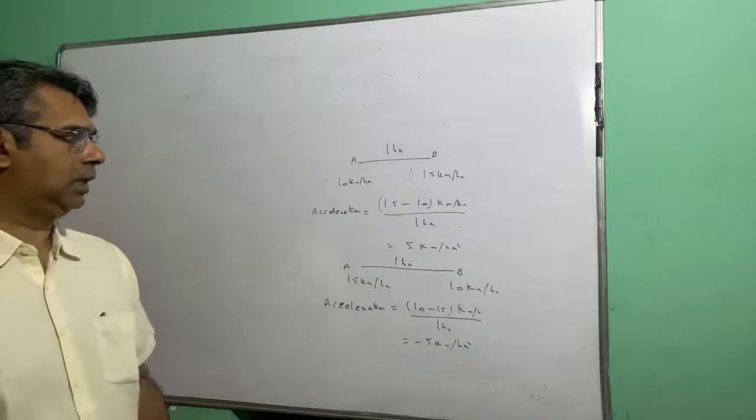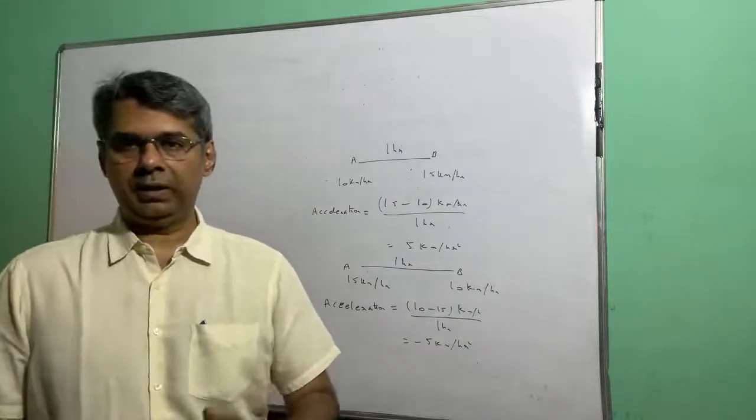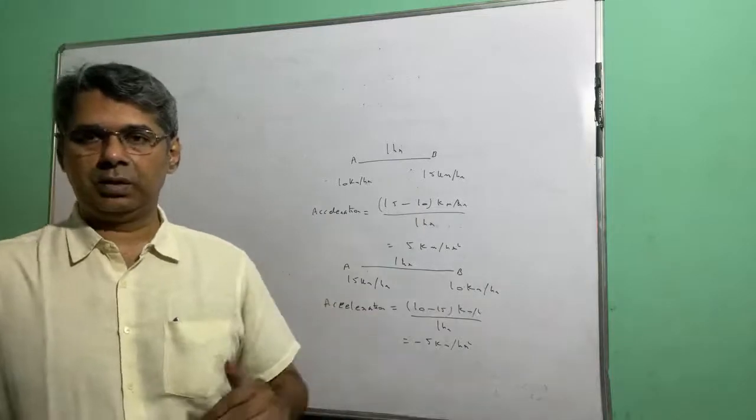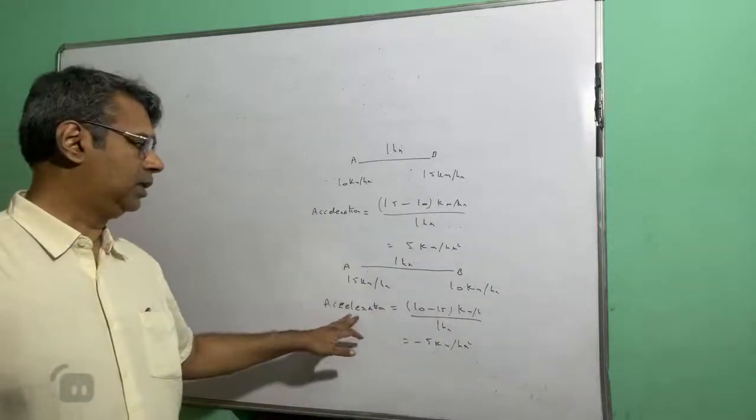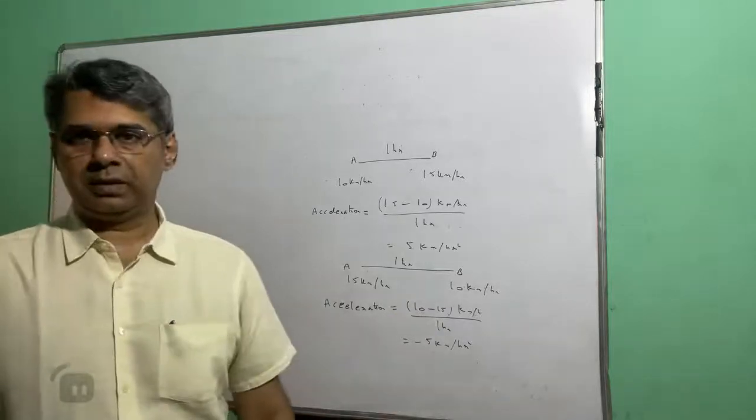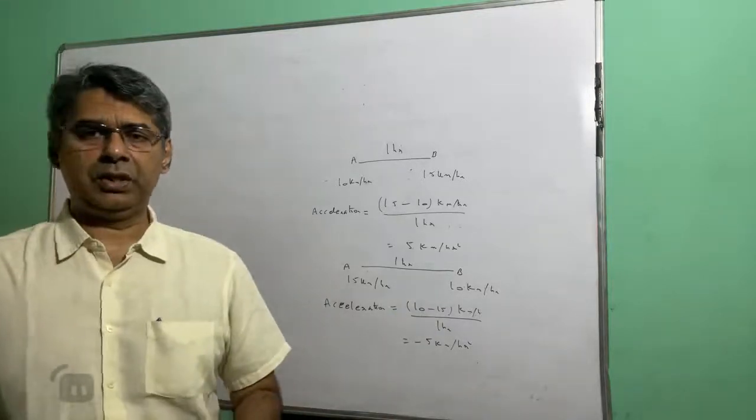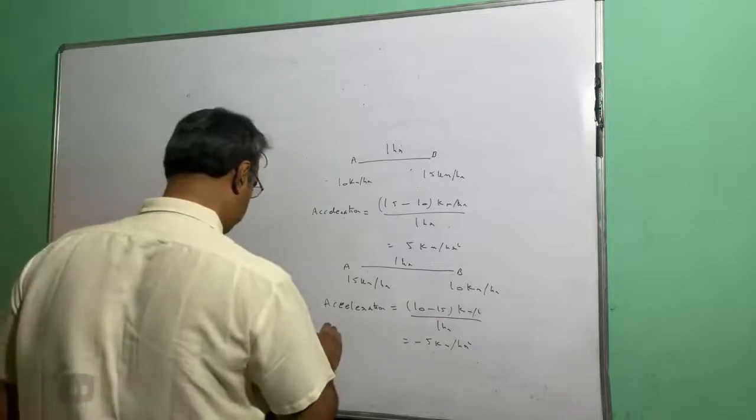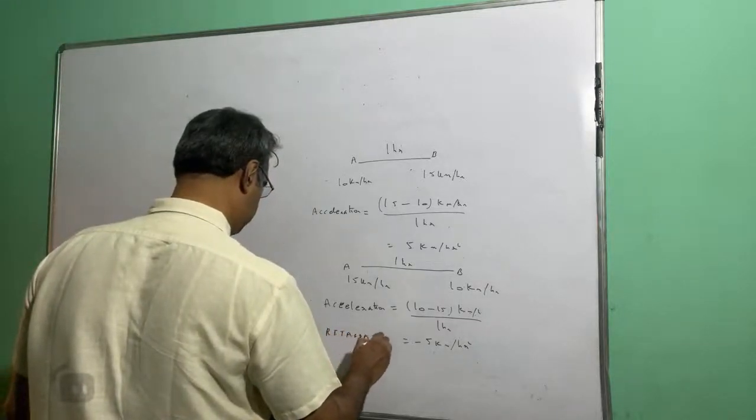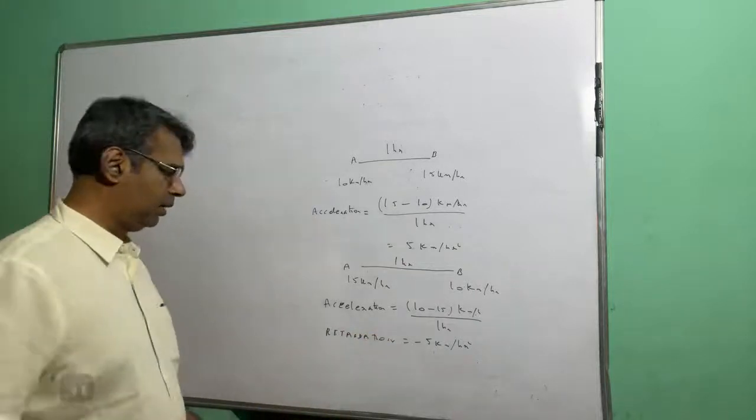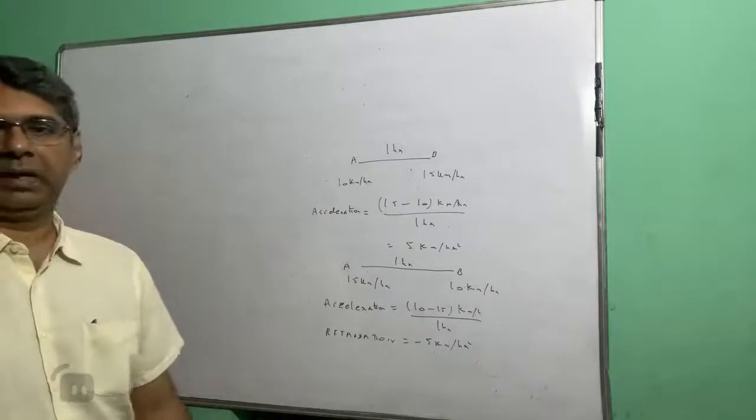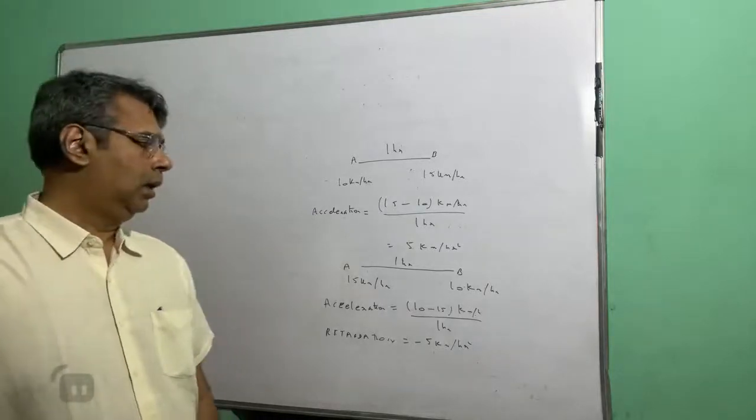Now, here what has happened, the body is slowing down. Its initial velocity is 15, final velocity is 10, so it is slowing down. So the acceleration is final minus initial by time, so it's coming a negative answer. So when acceleration comes negative, it is called retardation. So retardation means negative acceleration, right?